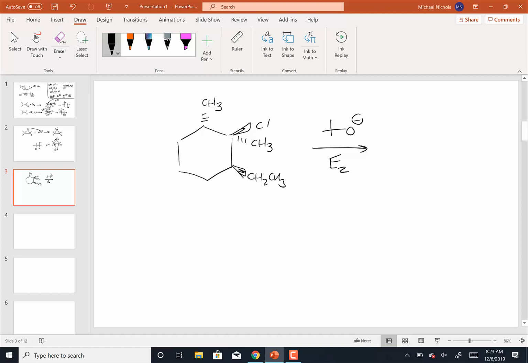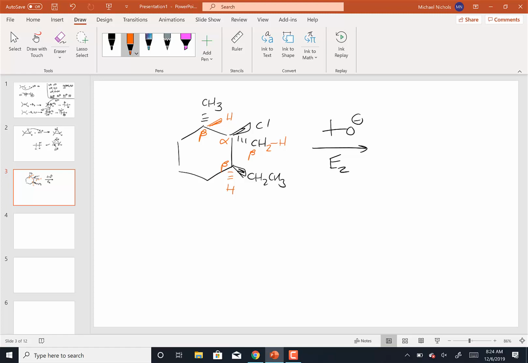Okay, so for E2, now I know it's an E2 mechanism. What should I do next? I would identify the alpha and the beta carbons, and that'll lead me to identifying the alpha or the beta hydrogens. So I have 3 beta carbons, which means I have 3 beta hydrogens. The CH3 has 3 beta hydrogens on it. So if I wanted to, I could write that as a CH2 with an H. So there's my 3 beta hydrogens. So that's the first step.